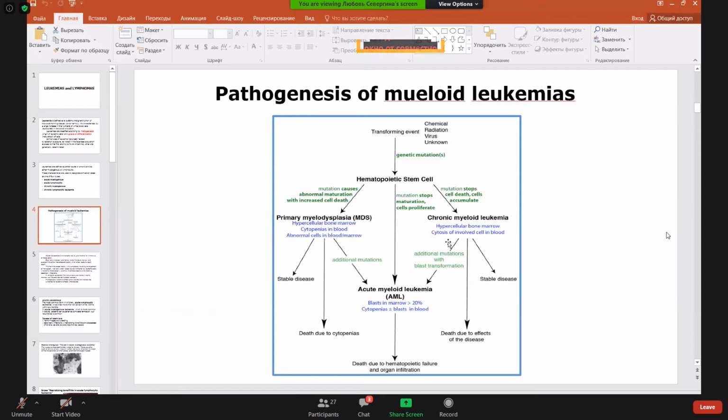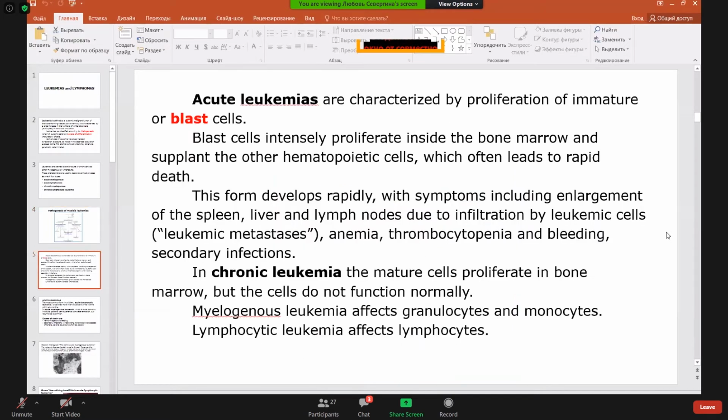The outcomes of acute and chronic leukemias, of course, are different. The prognosis of a patient with chronic leukemia is good, while acute myeloid leukemia, usually within a few months from the beginning of the process, leads to hematopoietic failure, infiltration of organs by leukemic cells, and of course, to the death of the patient.